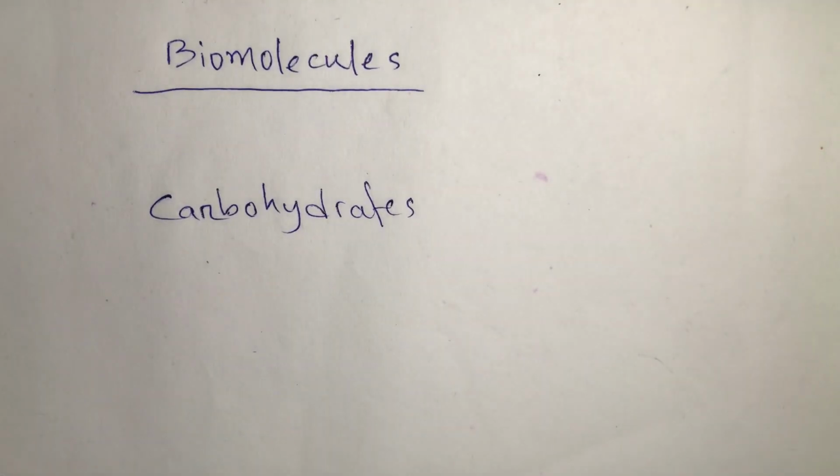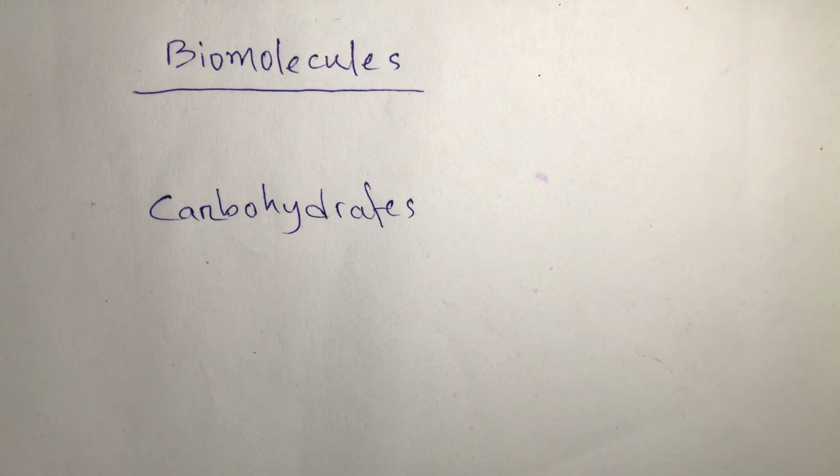So what are carbohydrates? Carbohydrates are sugar molecules along with proteins and fats. They are one of the three main nutrients found in food and drinks. Okay, so it is one of the main nutrients which is found in our food.